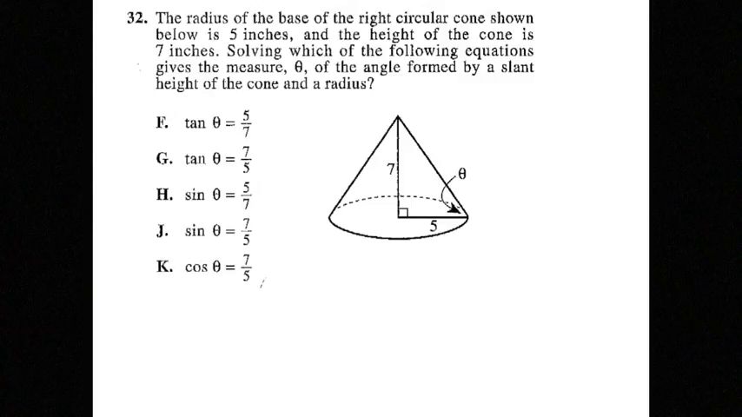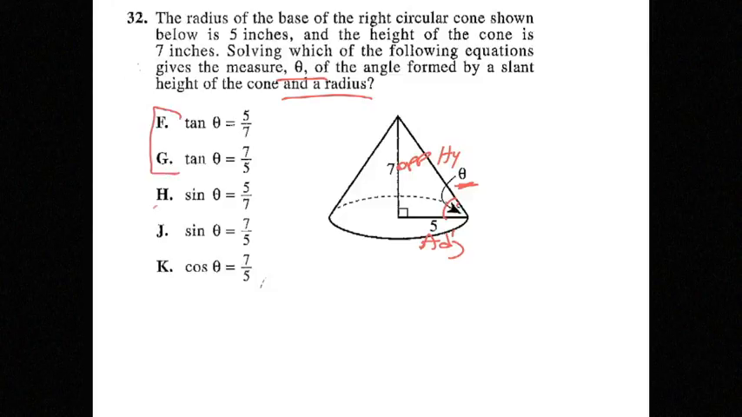32. The radius of the base of a right circular cone shown below is 5 inches, and the height of the cone is 7 inches. Solving which of the following equations gives the measure theta of the angle formed by the slant height of the cone and the radius? So we're wanting to know that angle. Okay? Well, notice what we have. Relative to this angle, this is my opposite, this is hypotenuse, this is adjacent. So they gave us opposite and adjacent. That's going to be the tangent function.